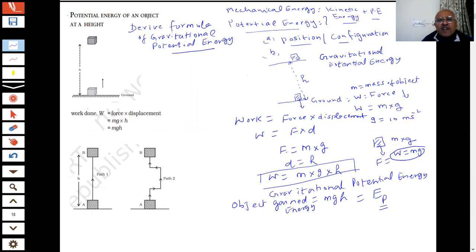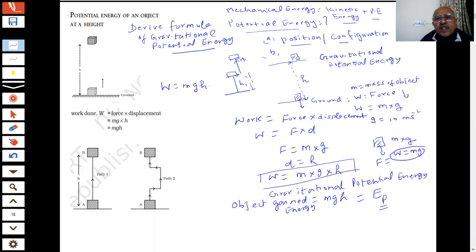As you can see in the formula, here we have shown that W is equal to mgh. That means, supposing I take the object to height h1, and if I lift the box to another height h, this height, you can see, is bigger than this.